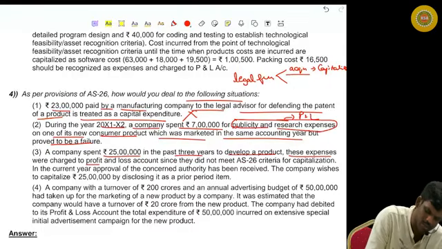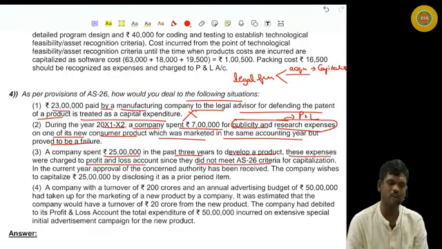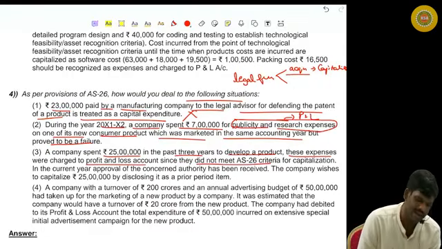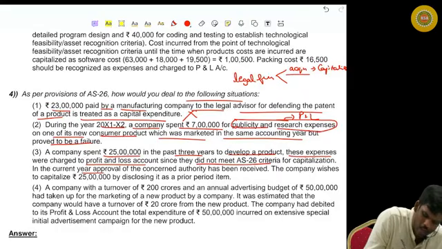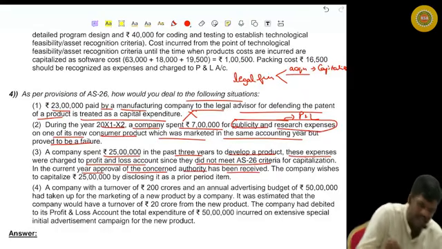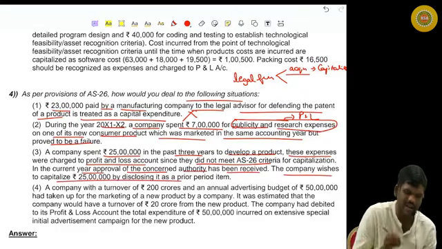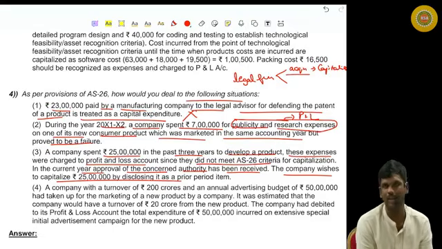A company spent 25 lakhs in the past 3 years to develop a product. These expenses were charged to profit and loss account since they did not meet AS26 criteria for capitalization. In the current year, approval of the concerned authority has been received. The company wishes to capitalize this 25 lakhs by disclosing it as a prior period item.